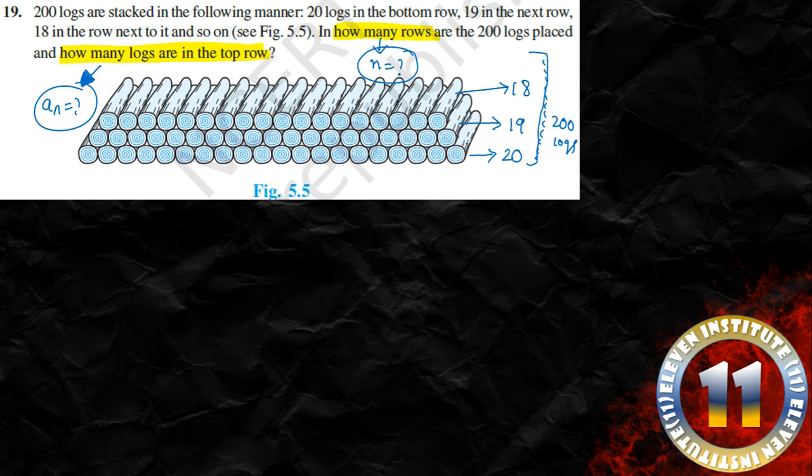Right, so this is first term, then second term, then third term. So number of logs in the top row or last row will be an. So simply we will convert this into the mathematical notations that are given to us over here. Let us write them.